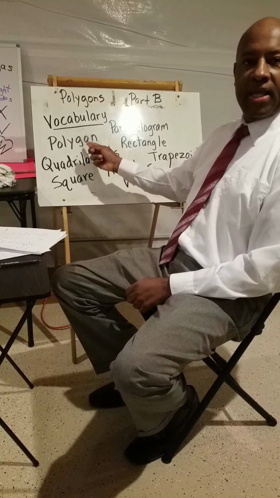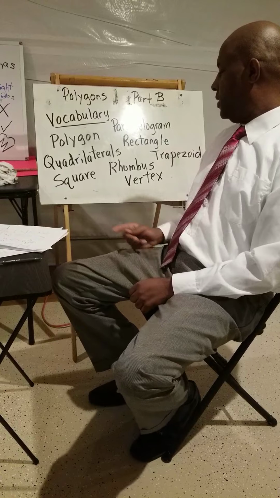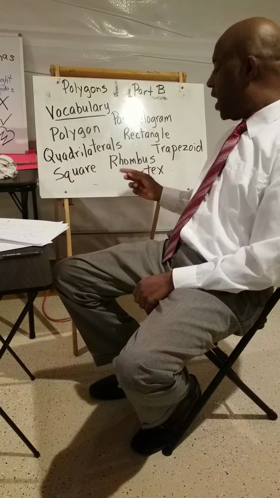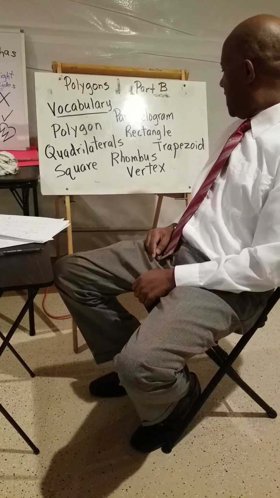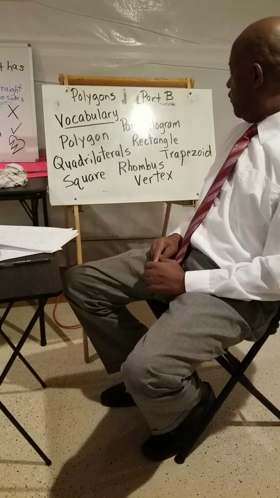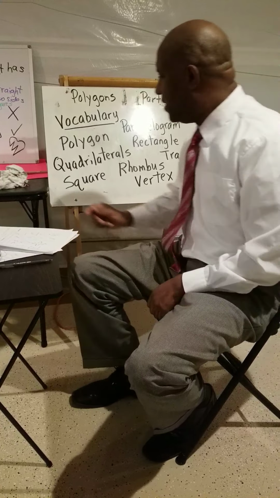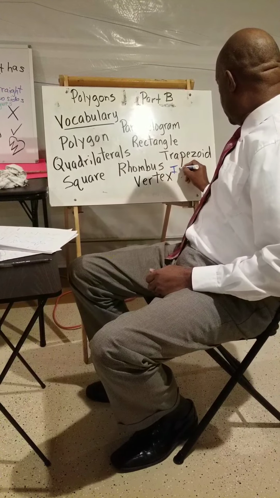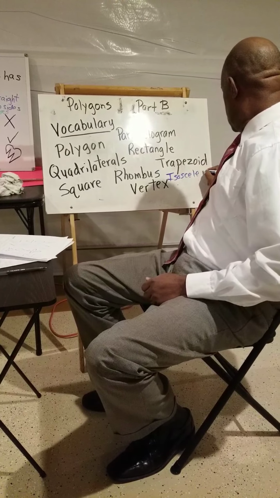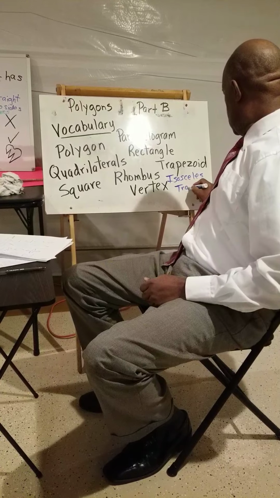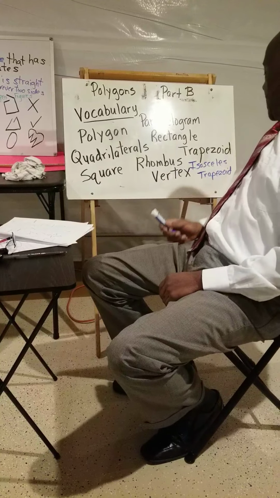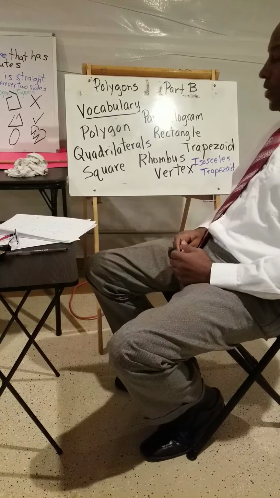We're going to have to know a polygon, quadrilaterals, square, parallelogram, rectangle, rhombus, vertex, and trapezoid. So we have polygon, quadrilaterals, square, rectangle, rhombus, vertex, and trapezoid. And I'm going to put something in blue here, boys and girls. Special fella there. So we had trapezoid, but you're going to have to know what an isosceles triangle is. Okay?